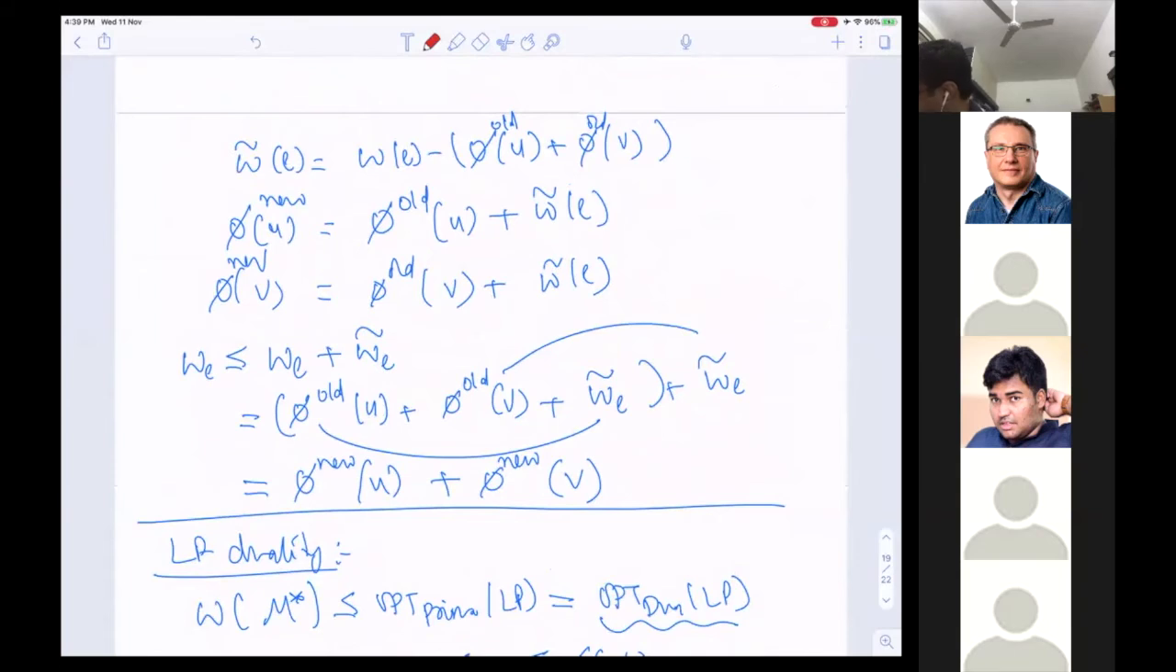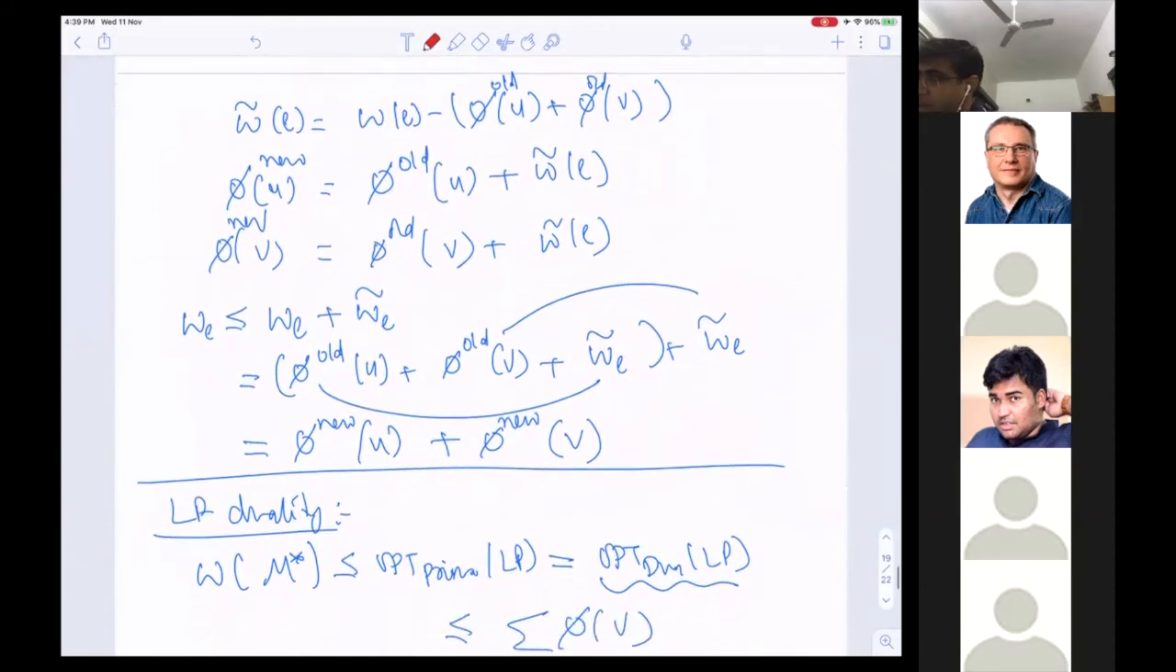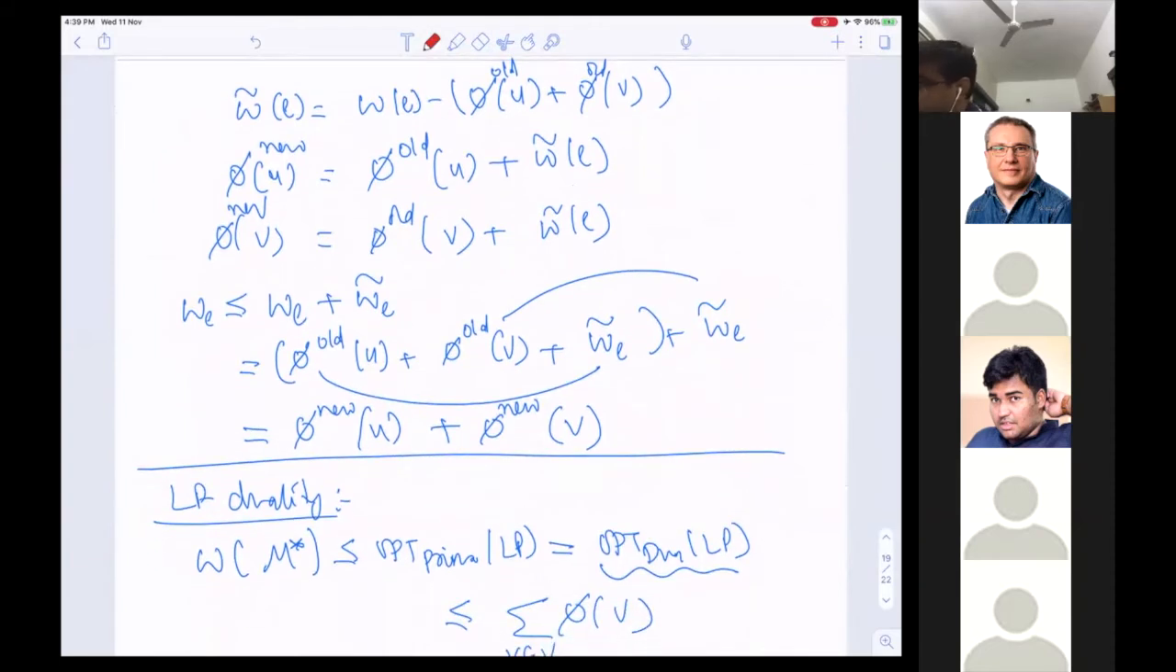I write this. This is old, this plus this. Now, is this fine? But this is also less than or equal to (1 plus epsilon) times (phi nu U plus phi nu V), right? Nothing would change, right? If it is equal to this, then this is less than or equal to 1 plus epsilon times this also.